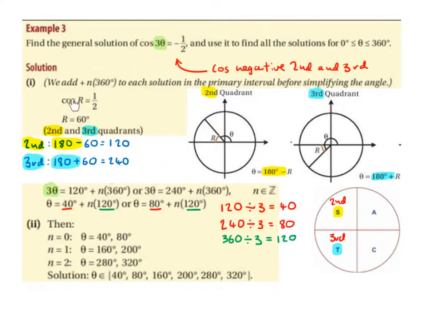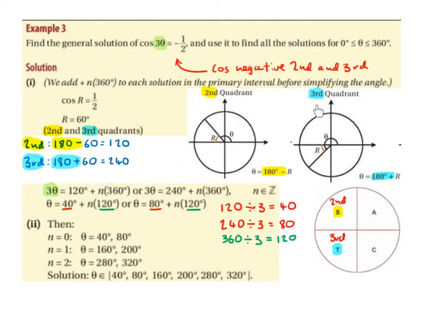So we have cos of our r, which is our reference angle, is equal to positive a half. This minus needs to become a positive. And the inverse function of cos of a half is 60 degrees. So the reference angle is 60 degrees. So we're interested in the second and third quadrants. So in the second quadrant, it's going to be 180 degrees minus the reference angle. So we got 180 degrees minus 60 degrees is 120 degrees.